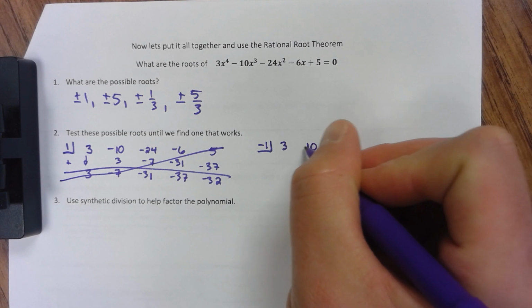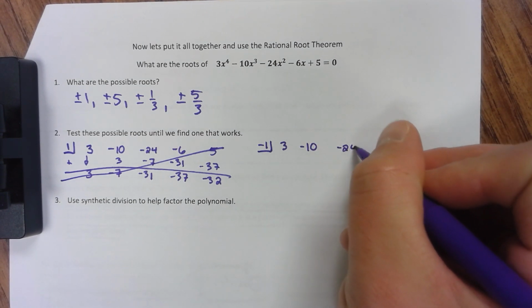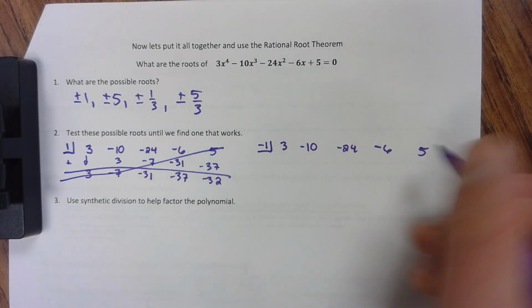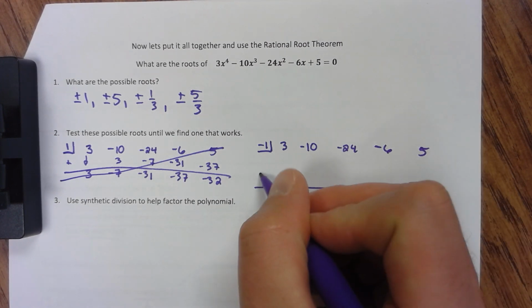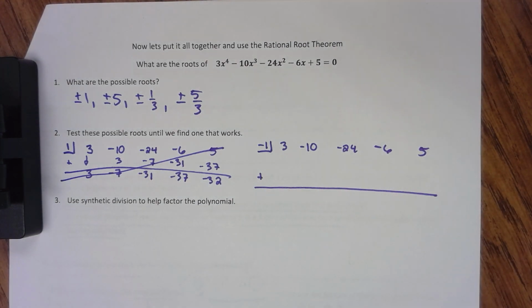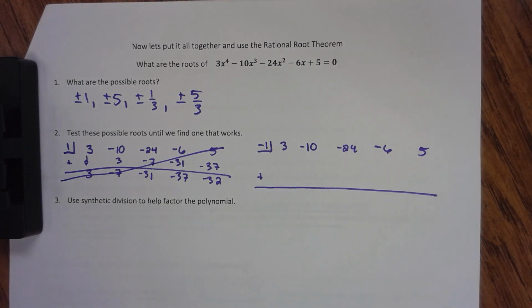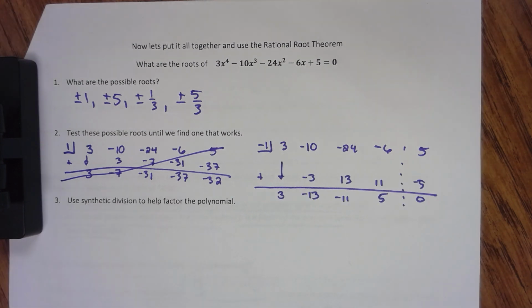So same idea: 3, -10, -24, -6, and 5. I want everyone to try -1 if you have not done so already. I'll give you a couple minutes to do that as well. Again, all you're looking for is a 0 or not 0. If you do get 0 here, pause for a second, because we're going to go a little different direction after getting one solution.